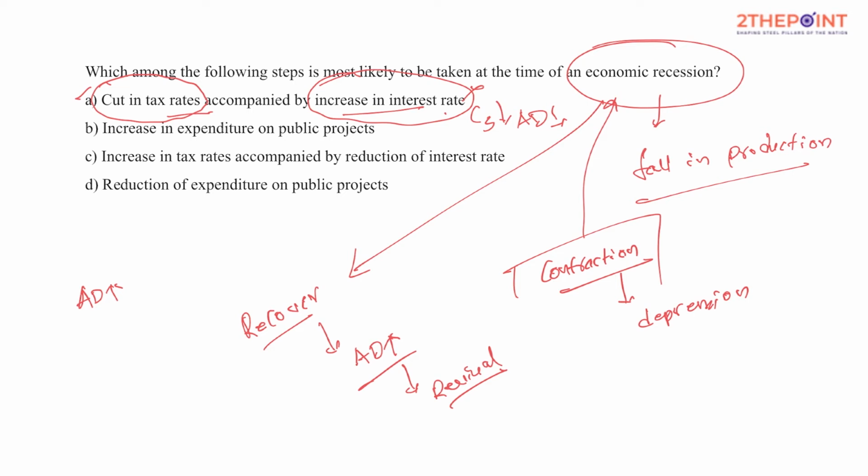Increase in expenditure on public projects. Yes, this seems to be playing a better role. Increase in tax rates accompanied by reduction of taxes. So you are doing exactly the opposite of what you are doing in the first case. This might help in overcoming the problem of recession, but this results in reducing the consumption.